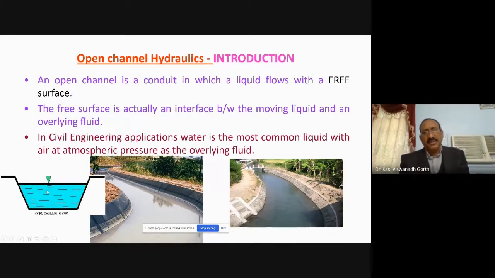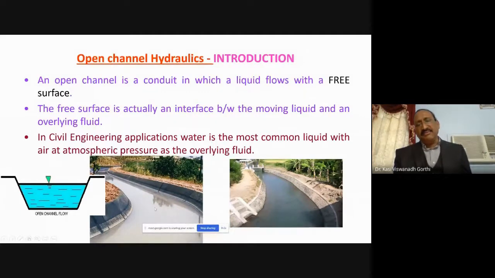Cross section of a trapezoidal canal is shown here. What is to be understood here is, I've been using two terms now. Sometimes I'm using canal, sometimes I'm using channel. You should understand what is the difference between these two and how they can be synonyms from one to the other. This also is very, very important.